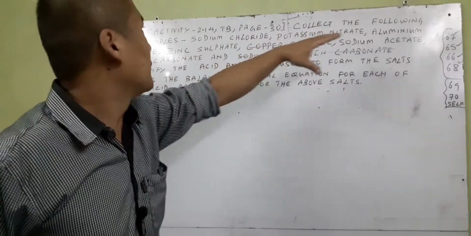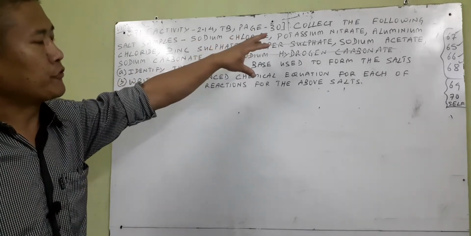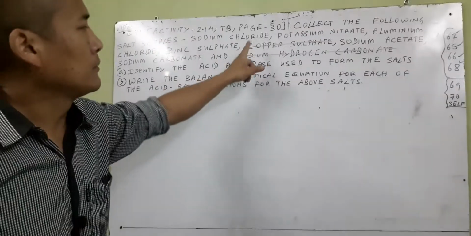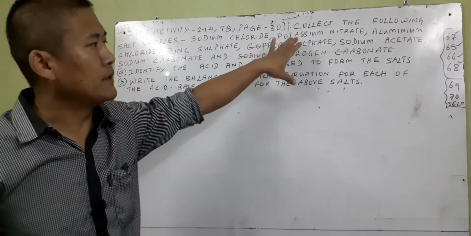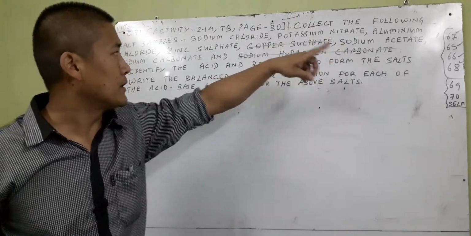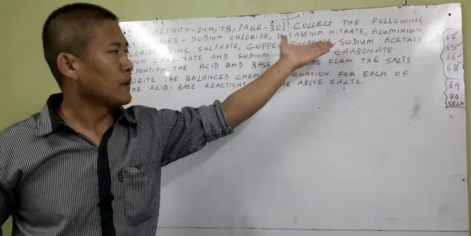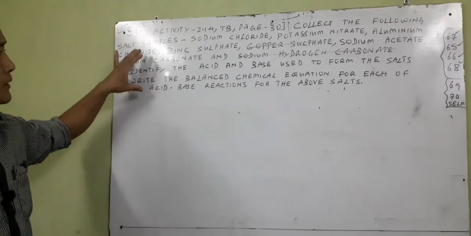You collect the following salt samples: sodium chloride, potassium nitrate, aluminum chloride, zinc sulfate, copper sulfate. But we have just cancelled out copper sulfate. I feel it will not be necessary, so just cancel it out, though it's on page 30 of your text. Sodium acetate, sodium carbonate, and sodium hydrogen carbonate also, just cancel them out, okay? The remaining will be enough to understand this. This is an important activity.